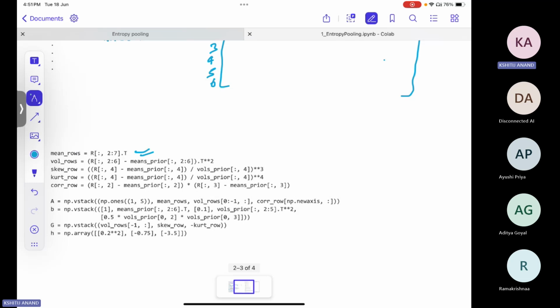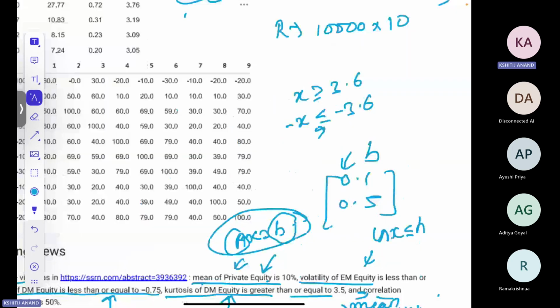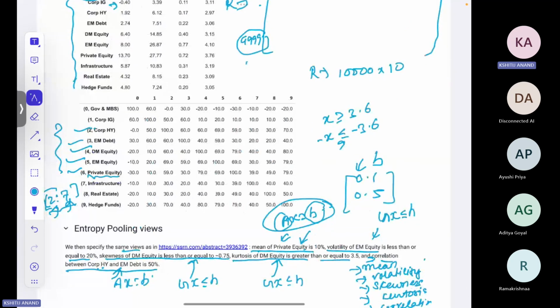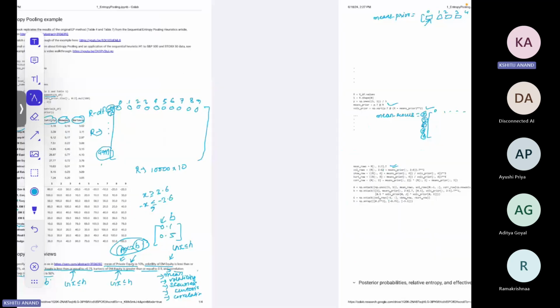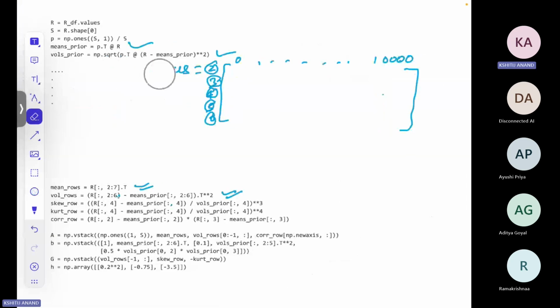We are calculating volatility only from certain assets, so we are excluding the last asset from volatility. Why? Because asset 6 is private equity, and we do not have any view on its volatility. So we calculate volatility only for assets 2 to 5. This will be the volatility rows, and here you have the volatility of each asset.